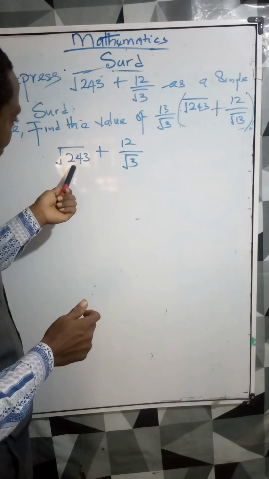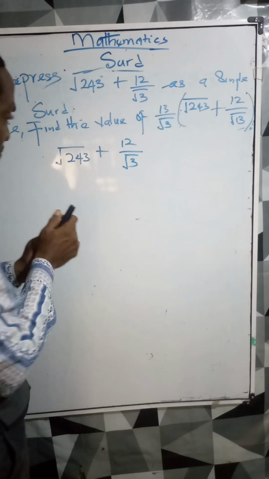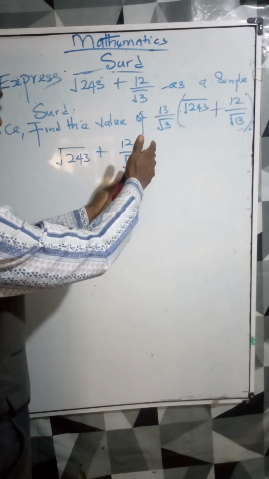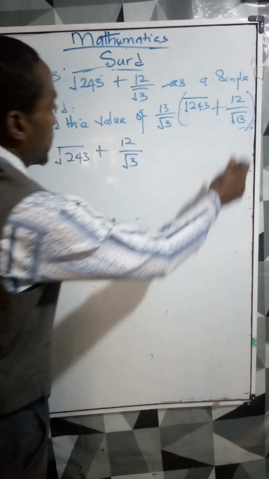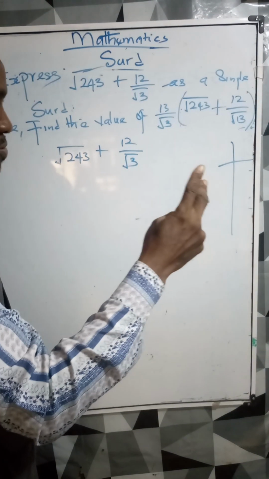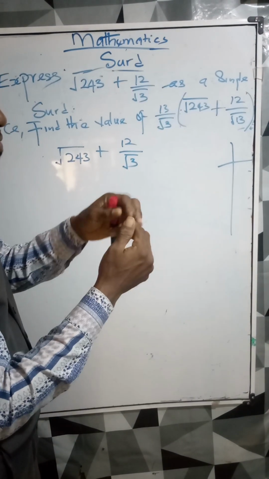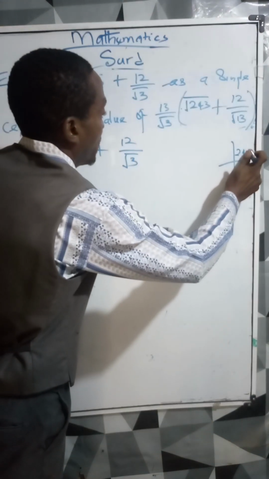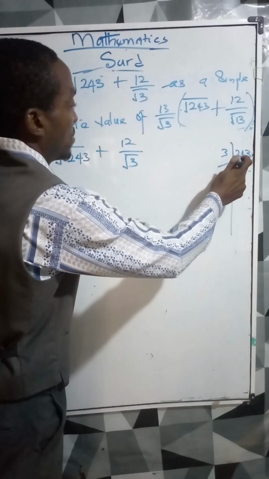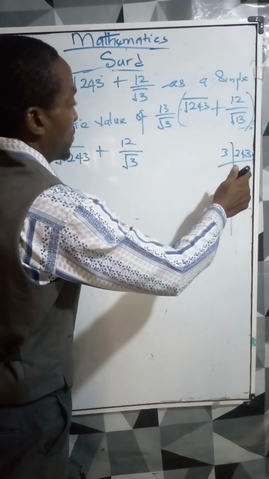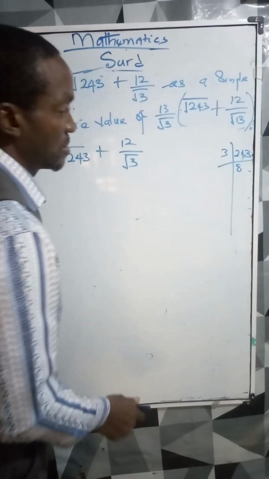So let's break this one down. This is the most complex number here. Let's break it down, because we cannot break this down, we can only conjugate this. Let's find two numbers, one that will give us a perfect square root and the other one that will give us a perfect square root. So let's break 243 down. 3 goes in 24 eight times, 3 times 8 is 24.